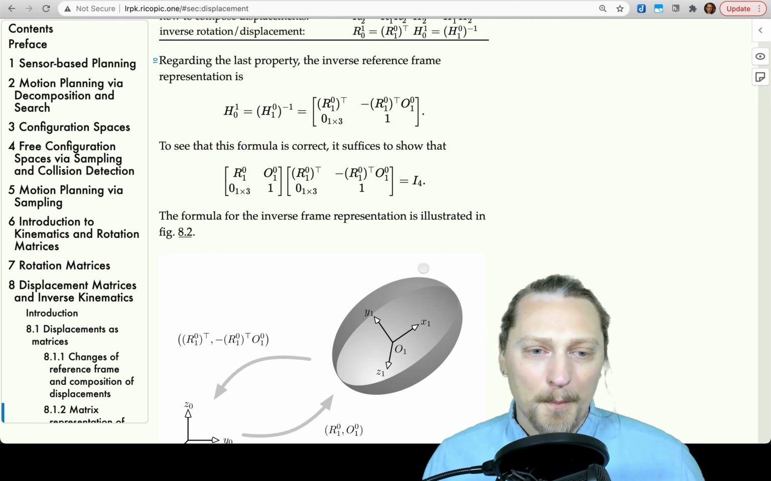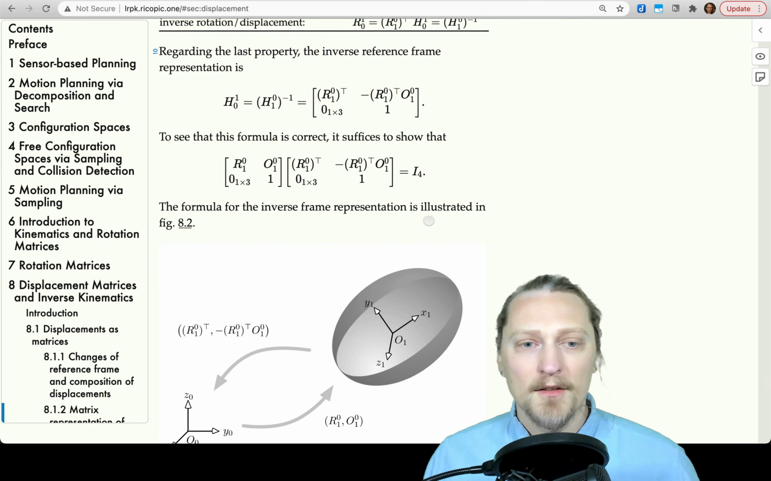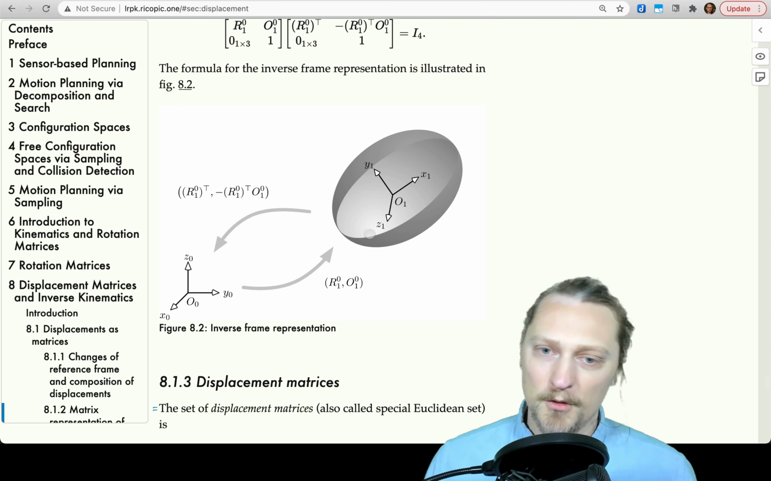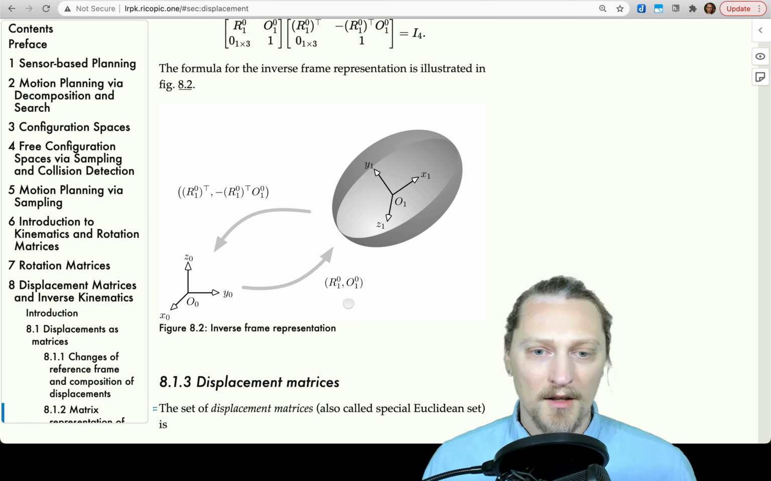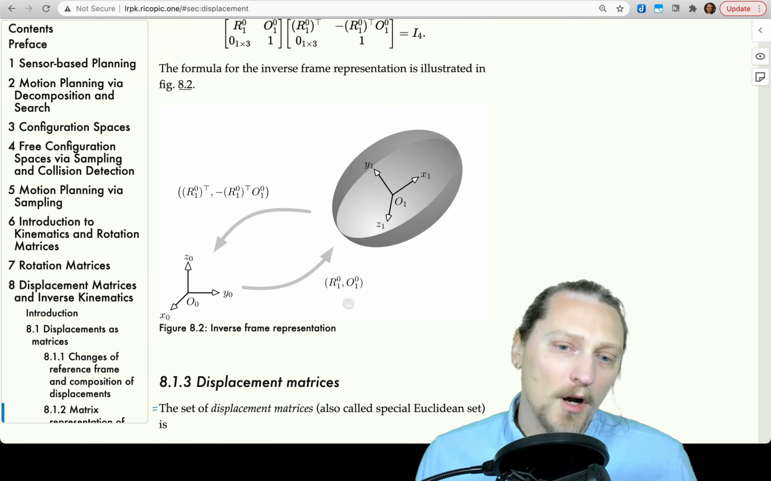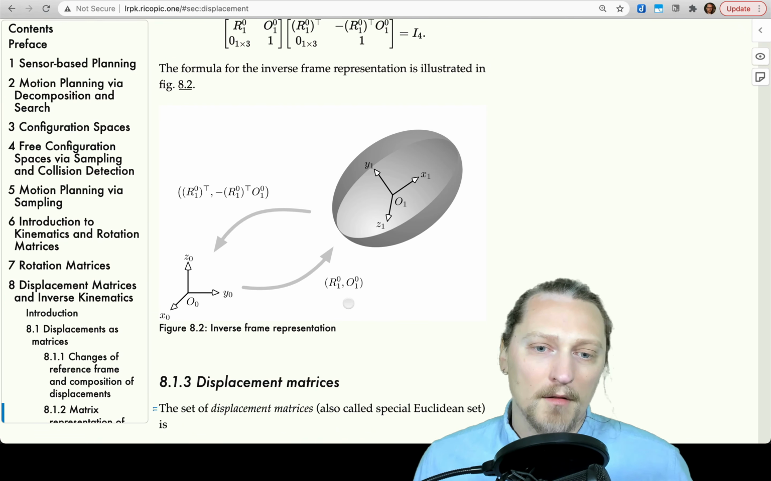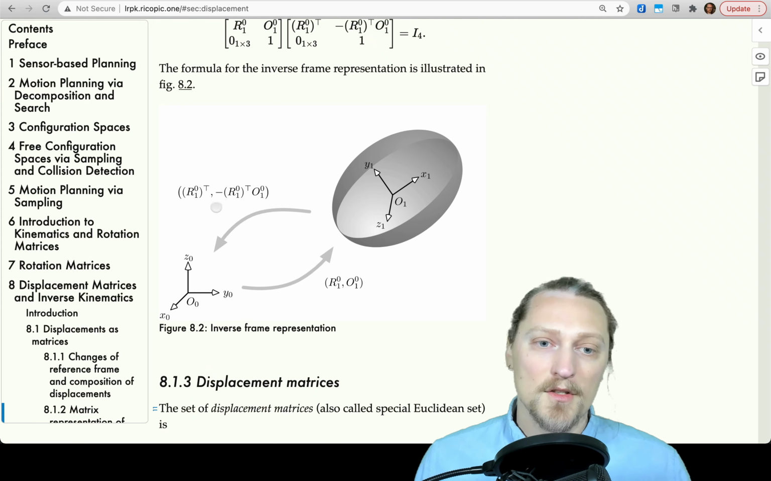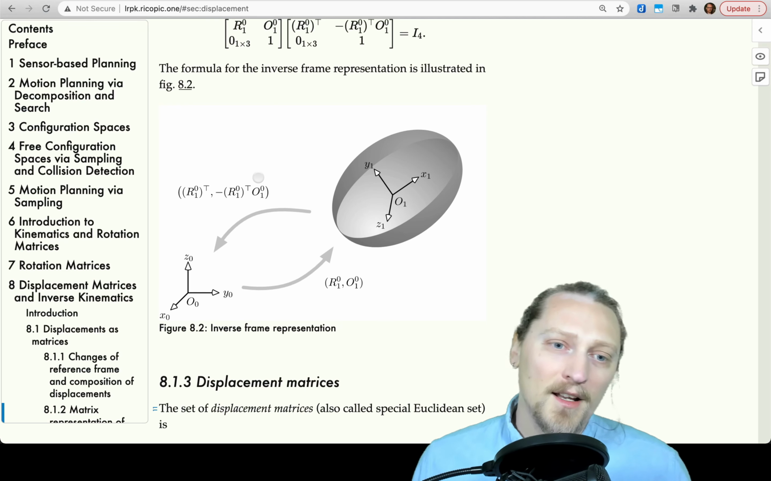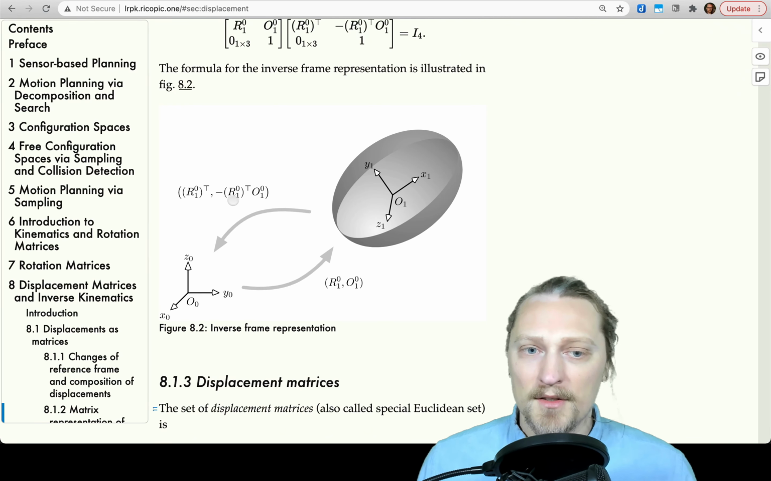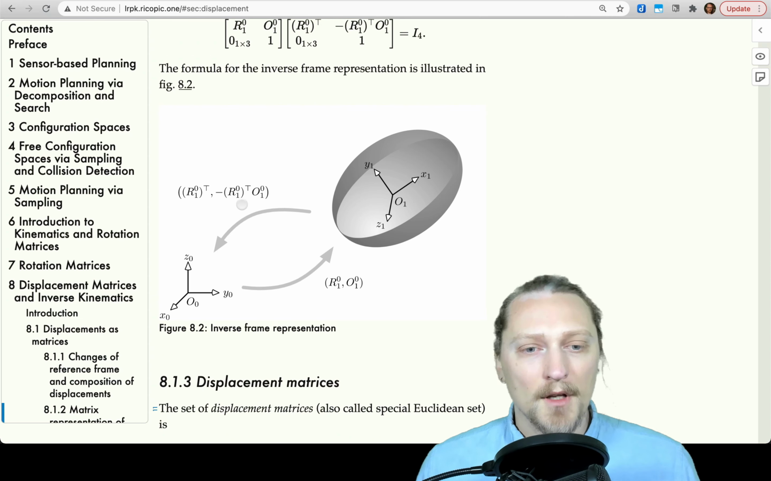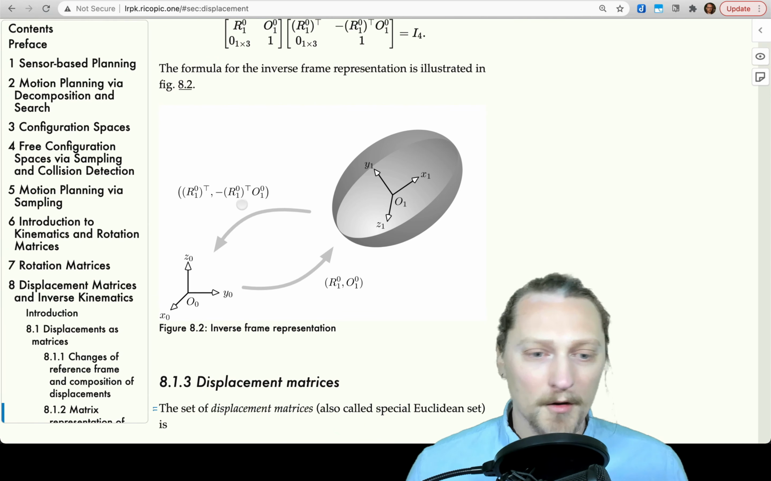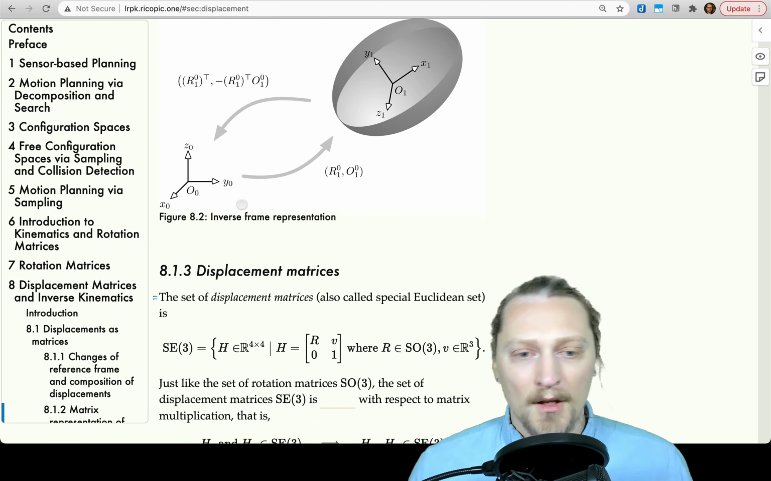The formula for the inverse frame representation is illustrated in 8.2. So if you want to go from 0 to 1, you transform with this relationship, which we'll call H^0_1, right? And if you want to do the inverse, you transform with what we'll call H^1_0, which is the inverse, and this is the rotation matrix, and this is the origin. So this is represented without the H explicitly there, but of course we prefer that typically.